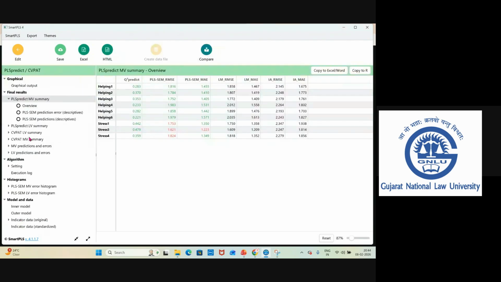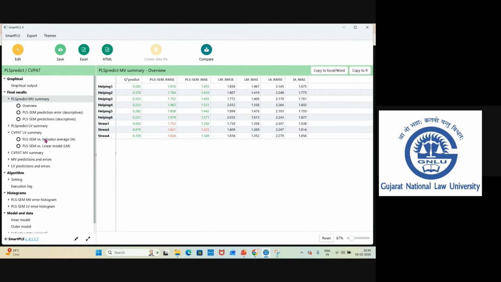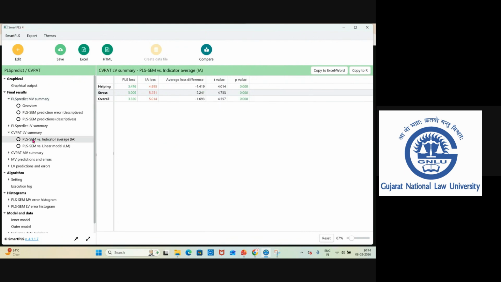Open the report. PLS predict. CVPAT. In CVPAT, I'm just looking at the PLS-SEM versus indicator average. Now, PLS-SEM minus indicator average, if you calculate, we are getting average loss of minus 1.4.